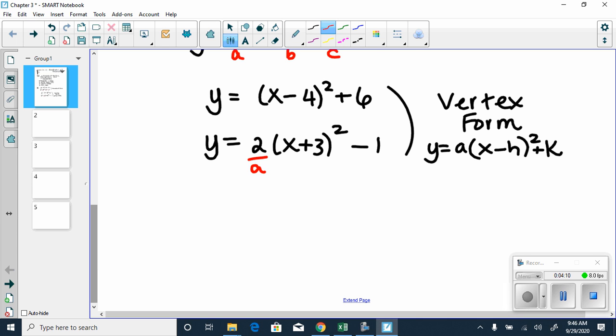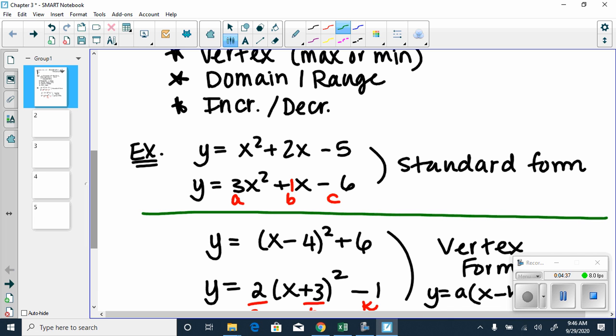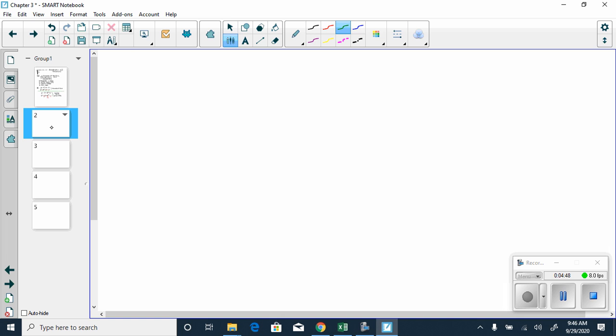So as far as a, that would be your a. Your h ends up being backwards, so the h is actually negative 3 here. And then the k is the negative 1. So it's important to be able to pick out all of those letters. Okay, so let's dive a little bit deeper into the graphs. So the first task we are going to look at is standard form. Actually, no, let's do vertex form first. I think it's a little easier. Okay, so let's start with vertex form.